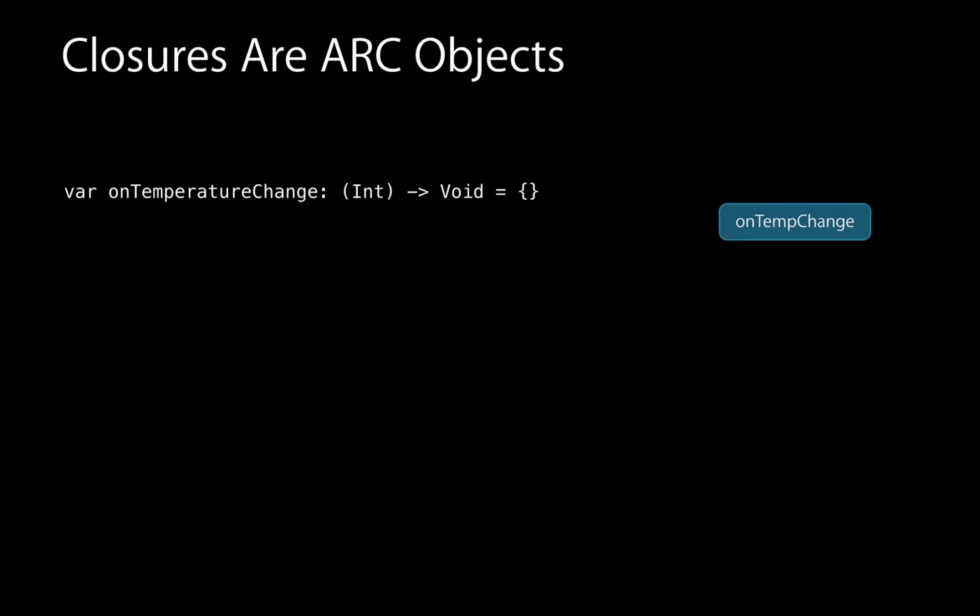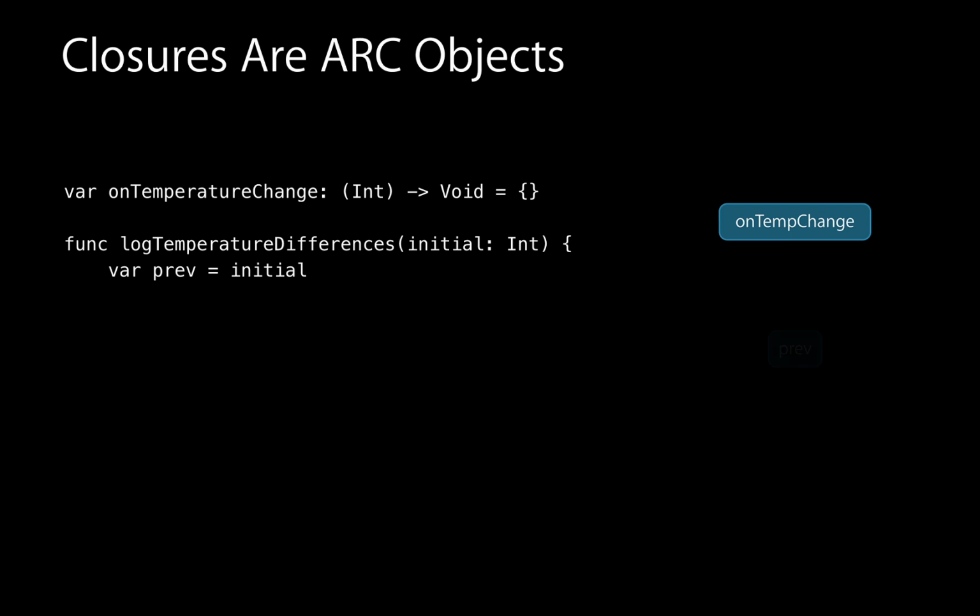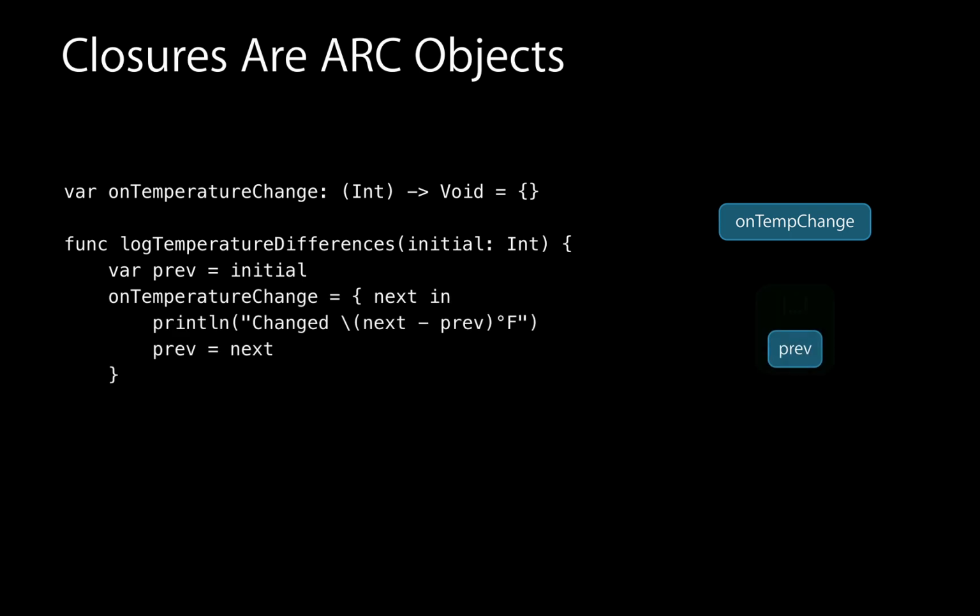Closures in Swift are just Arc objects. They follow the same memory management rules as classes. So if we want to have a global variable that we can install a callback on and write a function that installs a callback using local state of that function, that reference will keep that closure and all of its local state alive. There's never a need to explicitly copy a closure or to worry about dangling references to its environment.